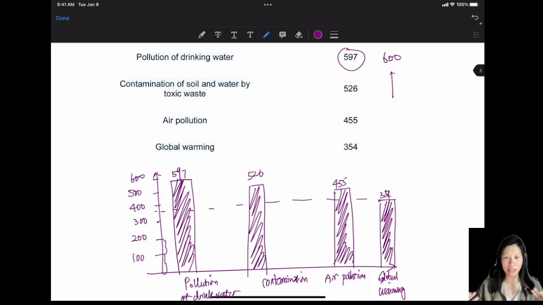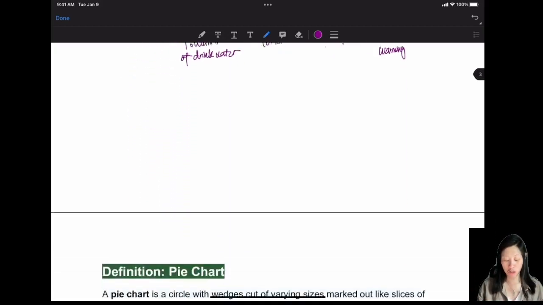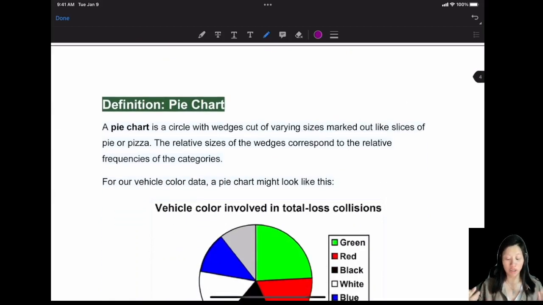Okay, so the next one I want to talk about is the pie chart. A pie chart is a circle with wedges cut of various sizes marked out like slices of pie or pizza. The relative size of the wedges corresponds to the relative frequencies of the categories. Usually they present it in a percentage way.